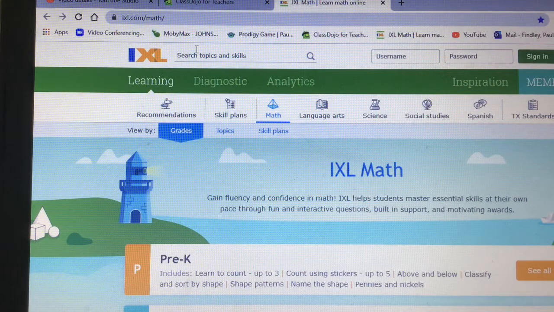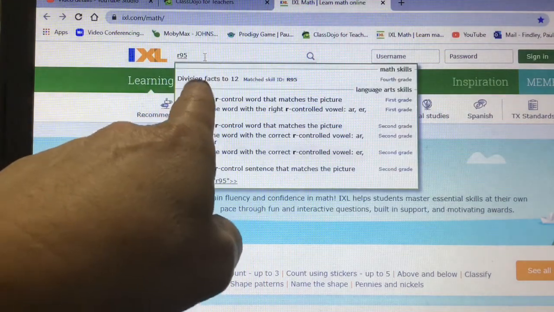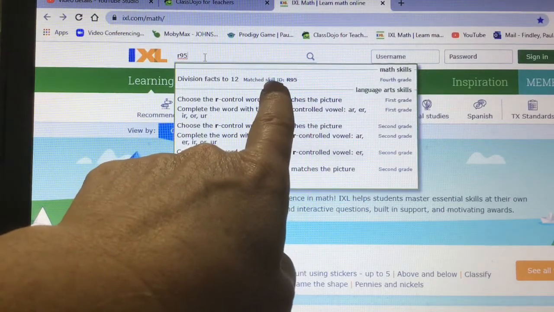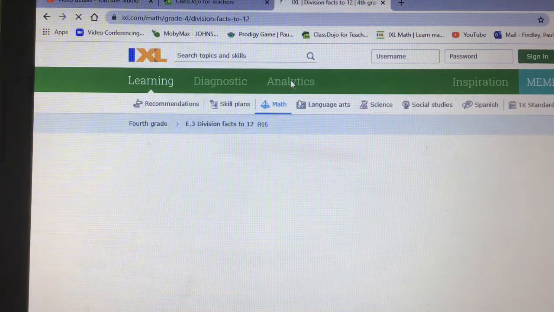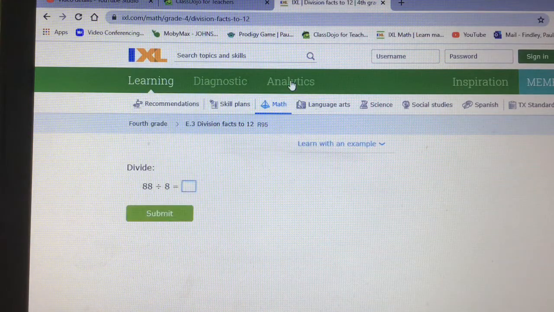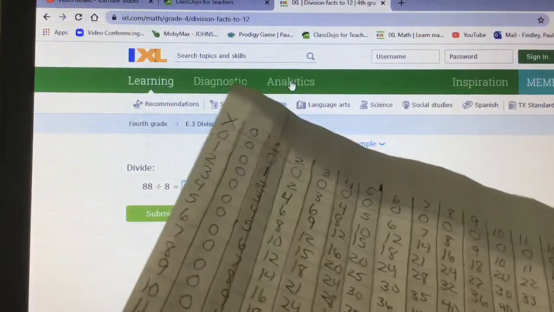Okay, so the first one we're going to is R. Remember, you go up here to this search window and you type in the code R95, and when you do that, it pulls up a match skill ID right there. So you have to click on that, and that's going to take you straight to the first problems I want you to practice. Now, you just need your chart.